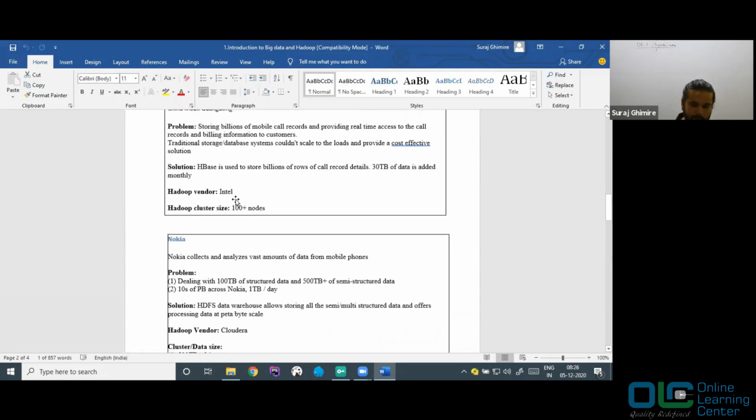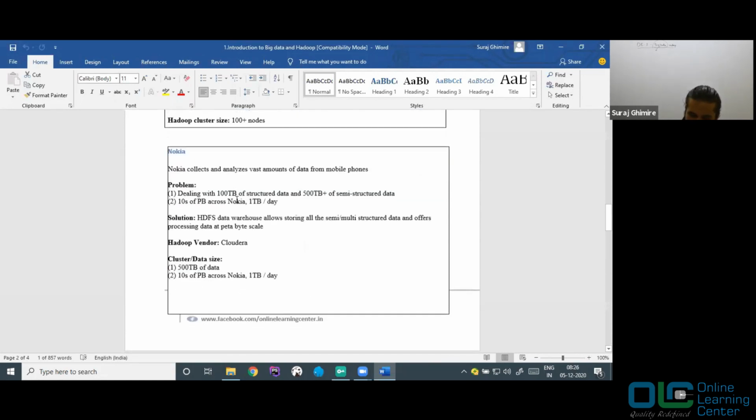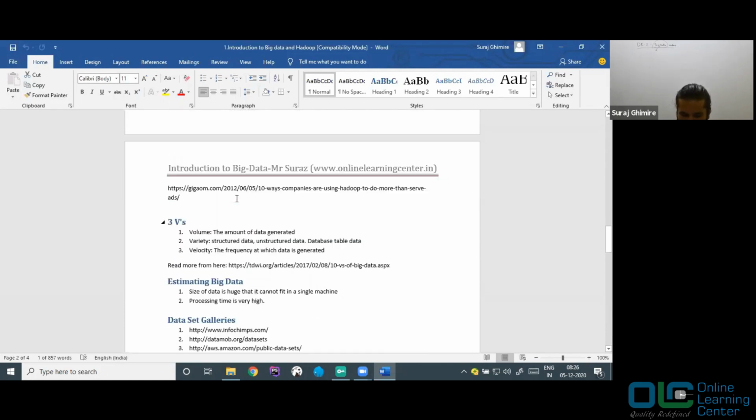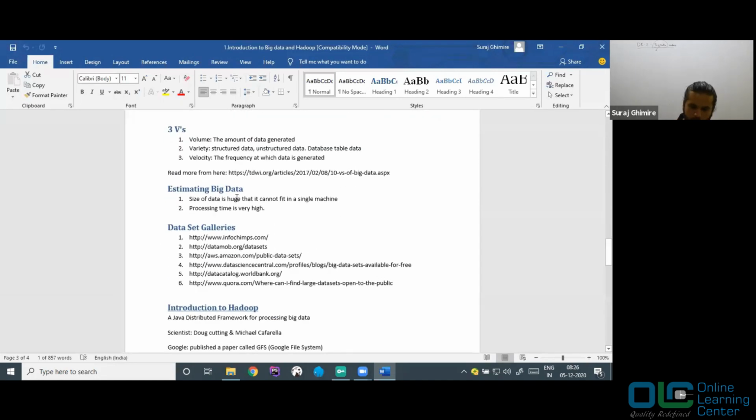Now, you have other use cases also. You can just go through them instead of me reading them, because you will get this document at the end of the day. Now, when you see big data anywhere, people always talk about the three V's of big data. They are nothing but volume, variety, and velocity.